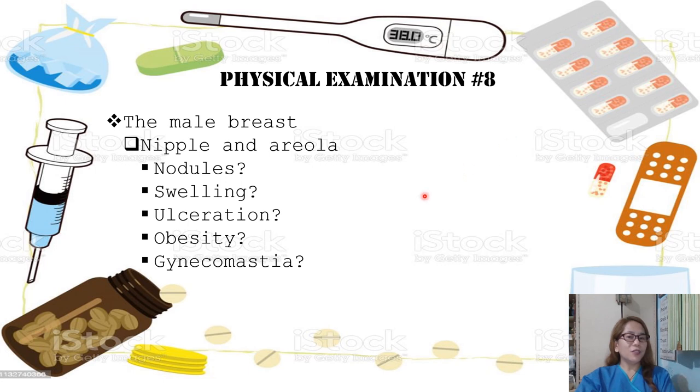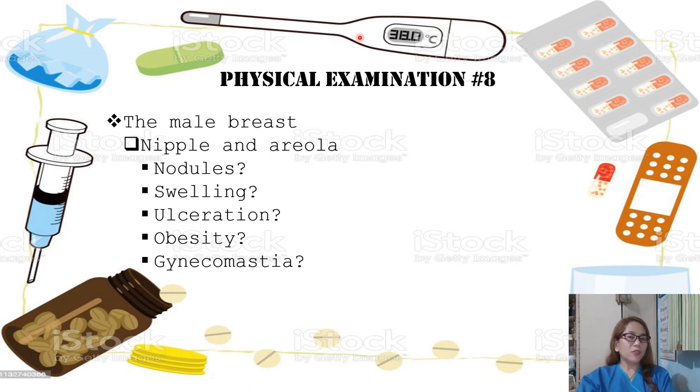Now, moving on to the physical examination of the male breast. So, kung ano yung technique that you use for the female, of course, same technique pa rin dito. But for the male breast, again, you have to check the nipple and areola if it is symmetrical. Is there a presence of nodules, swelling, ulcerations, obesity, or gynecomastia? The examination of the male breast may be brief, but it is important. Brief lang kasi hindi naman siya malaki. Mamadali siyang makapa.